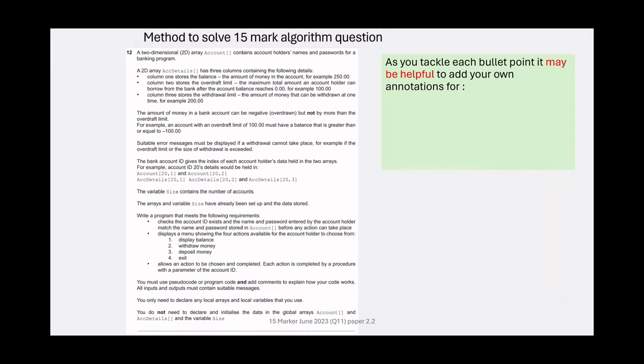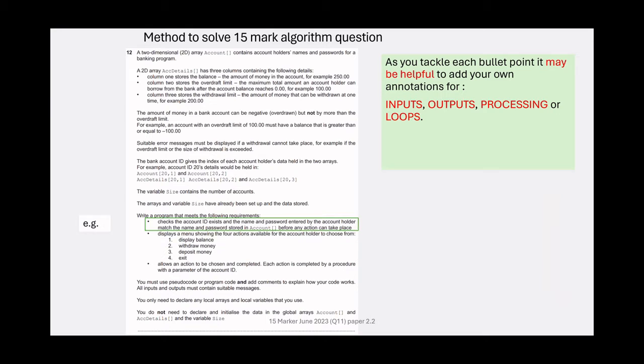And then as you're tackling each of the bullet points, it might be helpful to add your own annotations. These are just examples. You might think of something else that you would like to put, but you might want to look for anything that's an input, anything that's an output, anything that needs to be processed or worked out, or perhaps anything that needs to be looped or repeated.